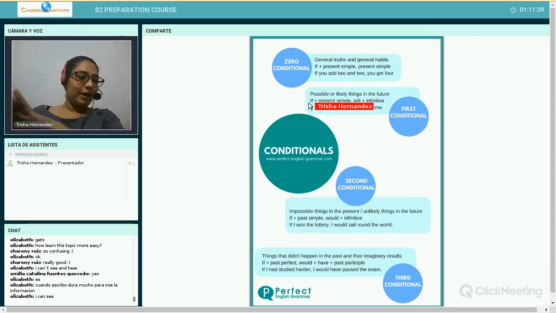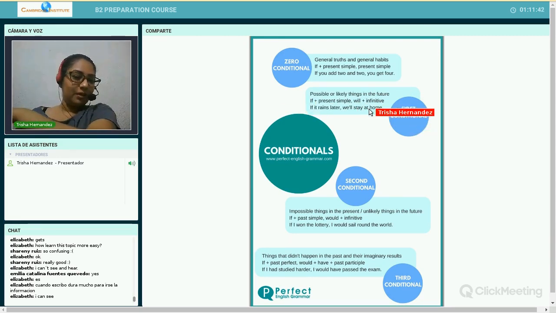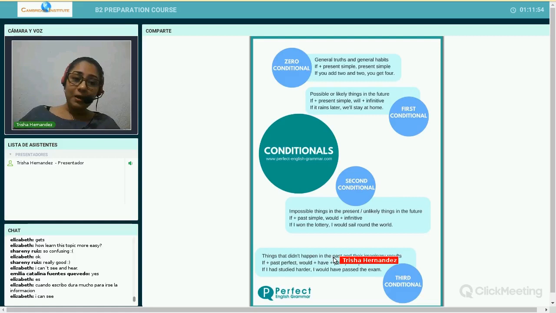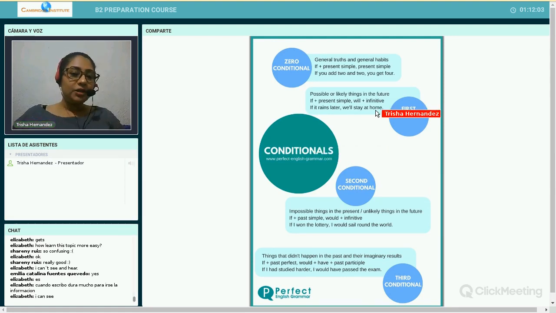The first conditional has the if clause and then the structure, right? But if you pay attention to the conditionals, everyone is using the if. So you may know this as the if clause too, but they are also known as conditionals. In this case, we're going to start with the zero conditional. I like the zero conditional because this one is about general truth and general habit.